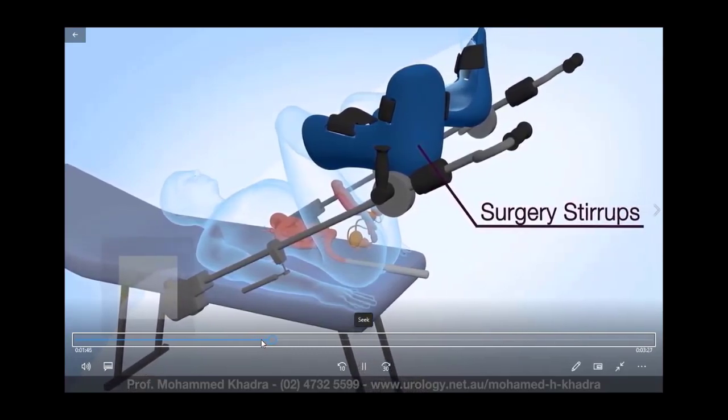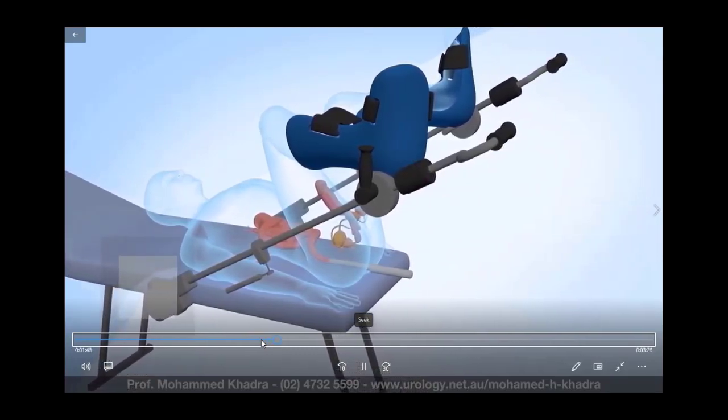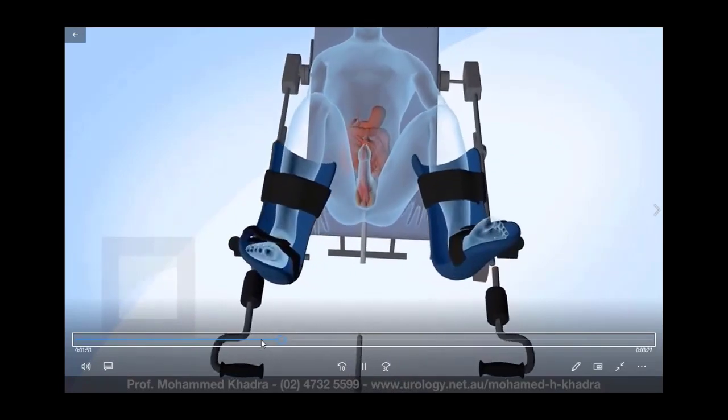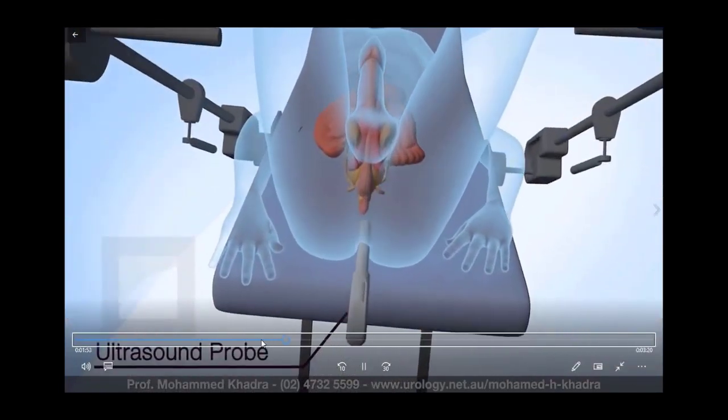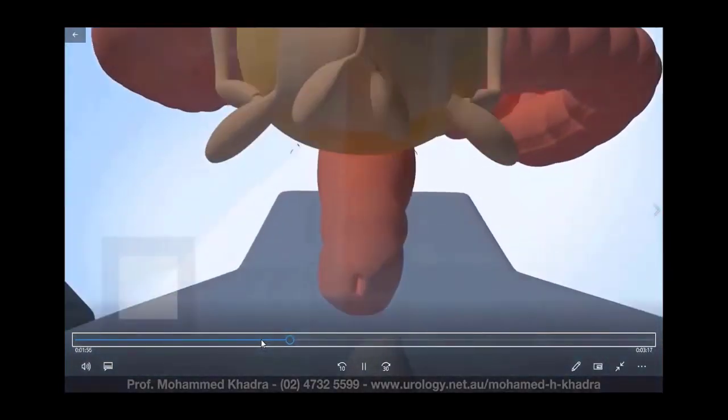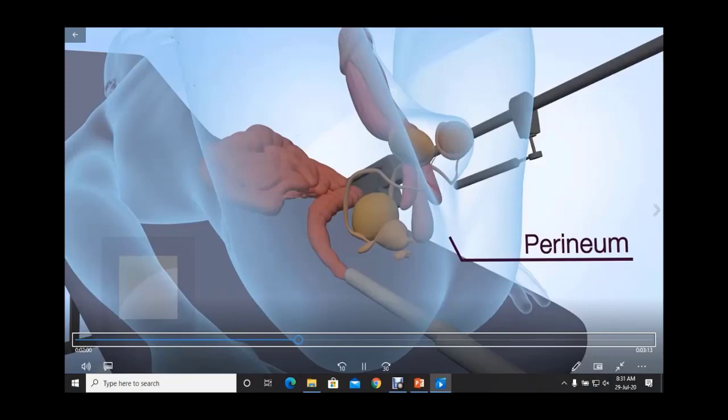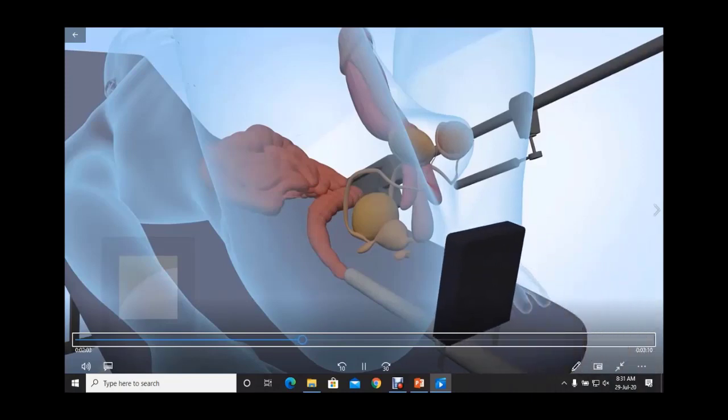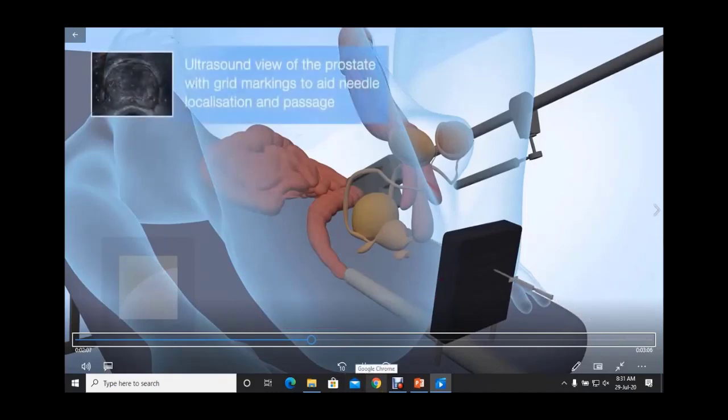So this is the animated video of the technique of the transperineal biopsy. In this video, we can see the probe is passed per rectum. And this is the grading device to help. And the needle passes from the skin of the perineum to the rectum. Depending on the size of the prostate, the cores are taken.